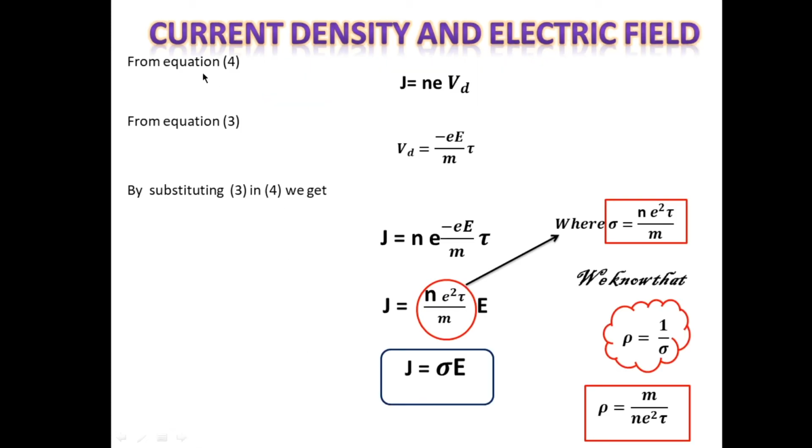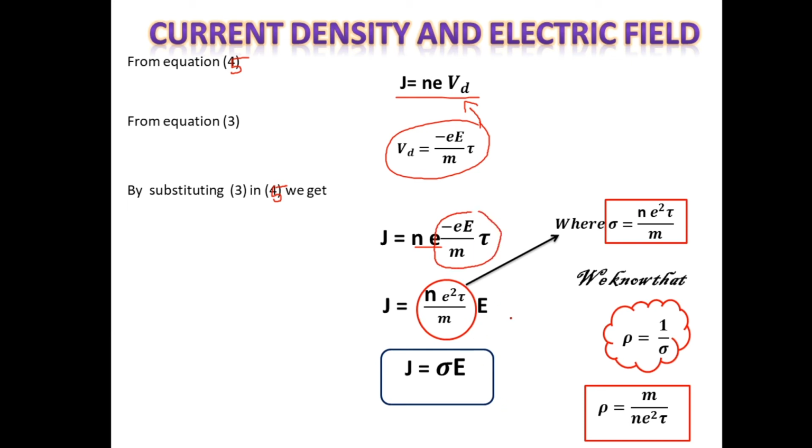Now the next one. From equation 5 we know that J is equal to N E Vd. And from equation 3, the drift velocity, we know Vd is equal to E E by m into tau. Now we are going to substitute the value of the drift velocity in the current density. I'm substituting this value over here. Could you see that N E remains the same? Instead of Vd, I substituted this value.